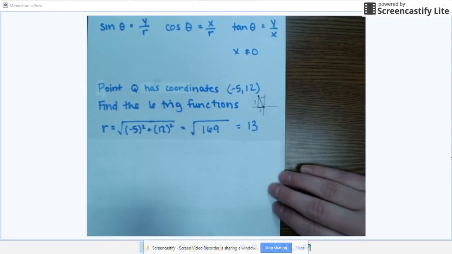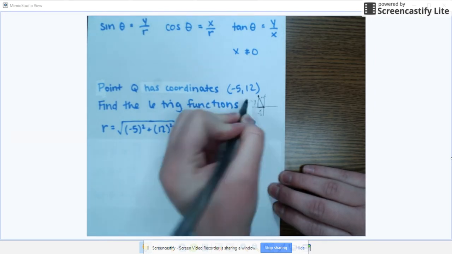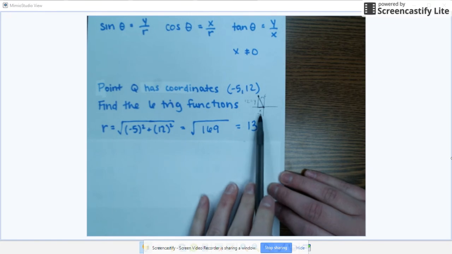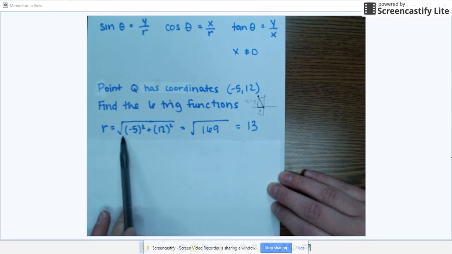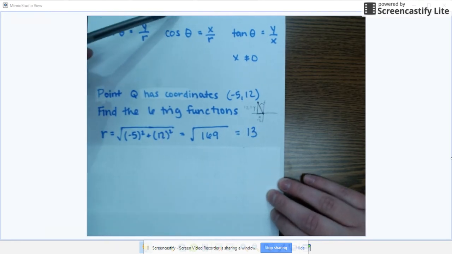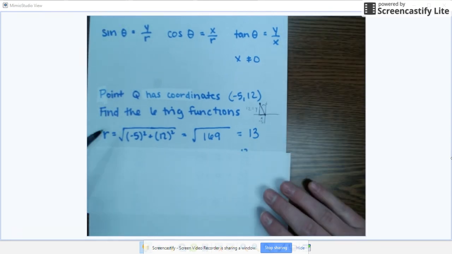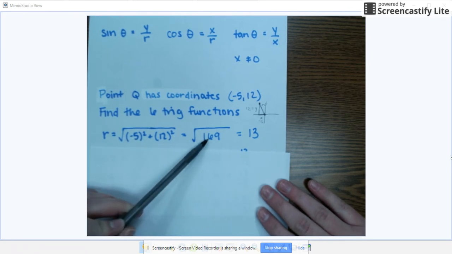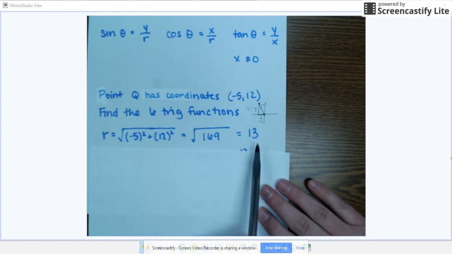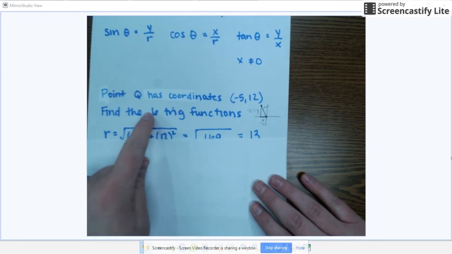So then when we go to plug our numbers in, this we know is a -5, and we know that this y is 12. So we know by the Pythagorean theorem that x squared plus y squared will equal r squared, and we're just solving for that here. So that kind of gives you a little background on where that r value comes from. But anyway, in this particular example, we're going to take that -5 squared and that 12 squared, add them together, that gives us 169, and then take the square root of that, which is 13. And then we can go and find all 6 trig functions, as it asks.